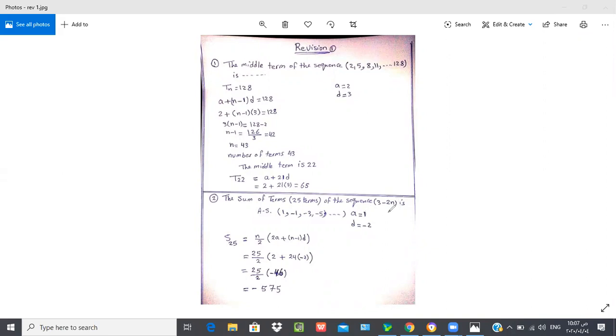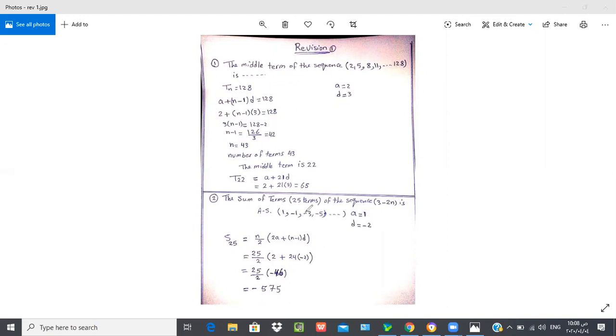If you want to find this sequence, instead of n, I will put 1. Instead of n, I will put 2 to get T2. Instead of n, I will put 3 to find T3, and so on. This is the sequence. So the first term here is 1, and the difference, I will subtract: negative 1 minus 1, it will be negative 2.